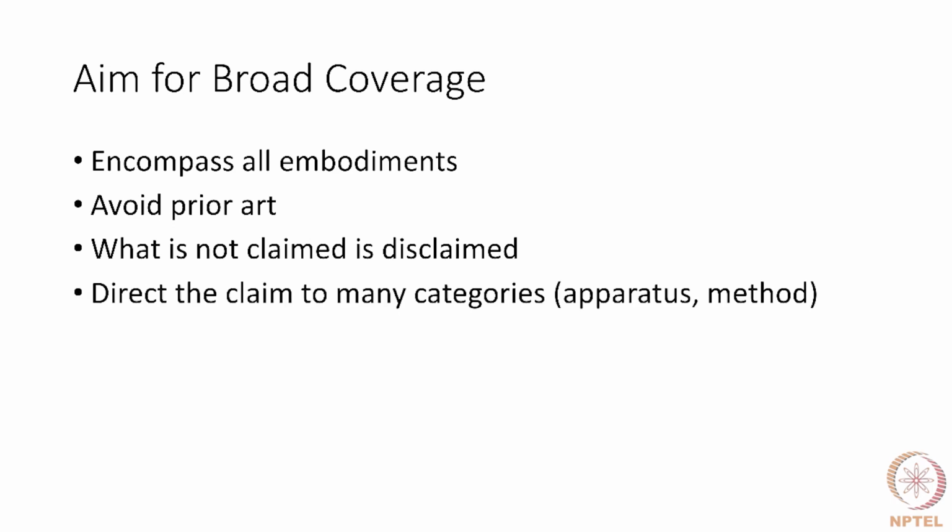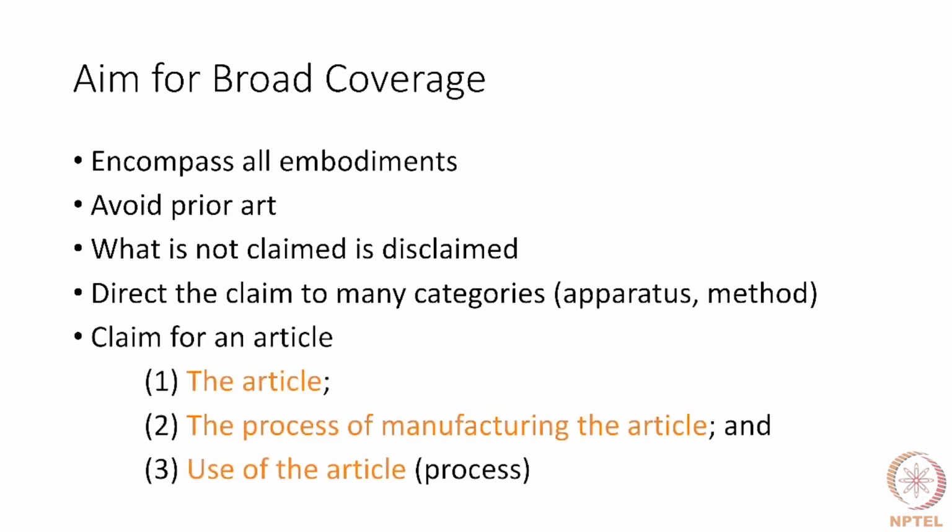Now, try to direct the claim towards multiple classes or categories. Like you could have an apparatus claim, you could have a method claim, and you can have different types of method claims as well. For an article, you can have an article claim, what is called an apparatus claim. You could have a process of manufacturing the article, that could be a method claim. You can have a process claim or a method claim for use of the article.